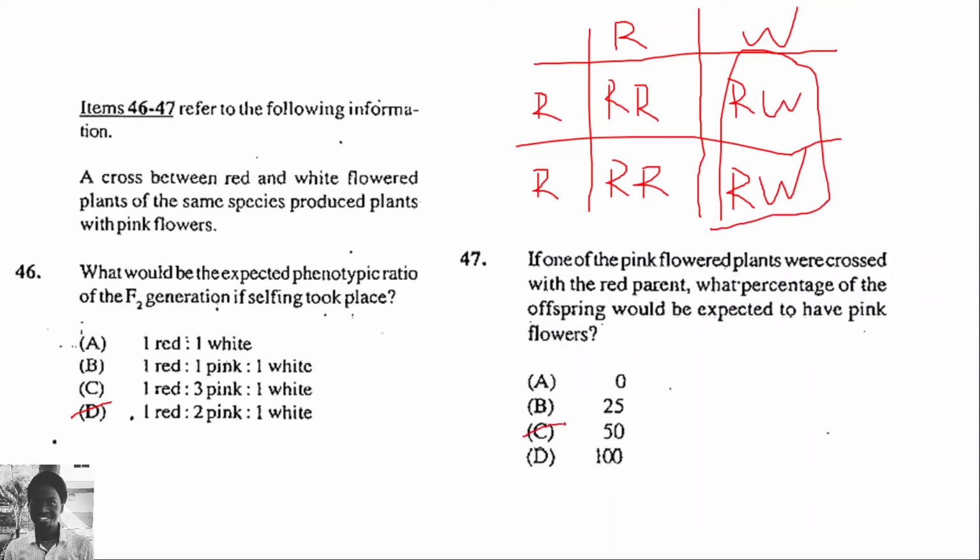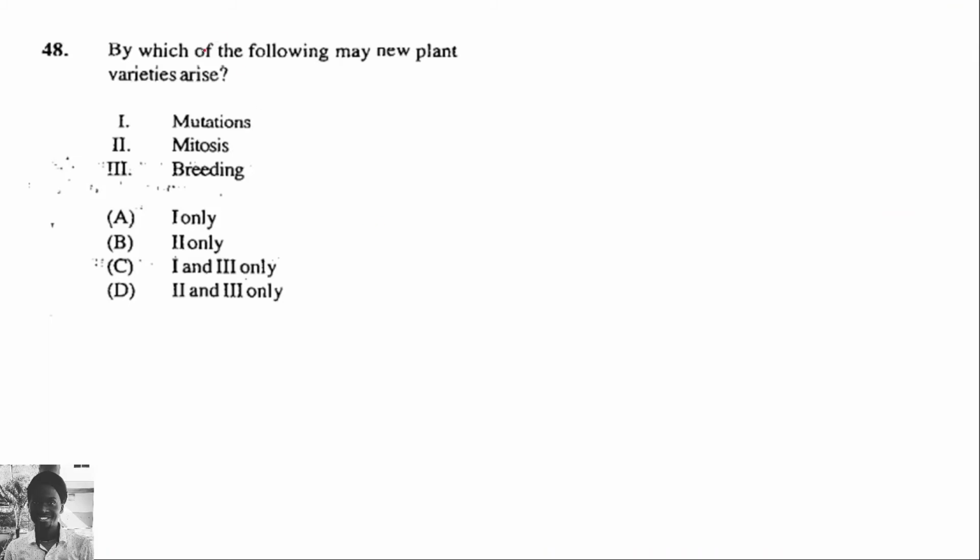Number 48. By which of the following may new plant varieties arise? I want you to pay attention here to what it said: new plant varieties, not new plants. So whatever the answer is, they must be able to produce new varieties of plants. 1. Mutations, 2. Mitosis, 3. Breeding. So A, you have 1 only, B, 2 only, C, 1 and 3 only, and D, 2 and 3 only. So the answer here is mutation and breeding. So our answer would be 1 and 3 only. So that's C.